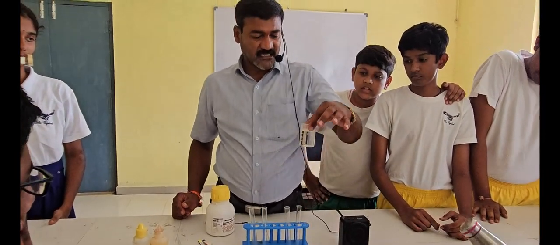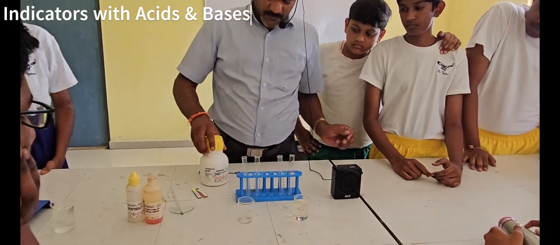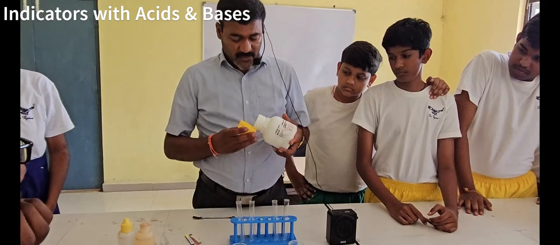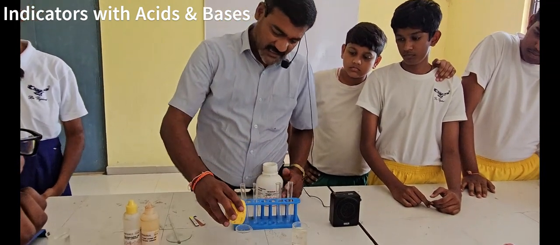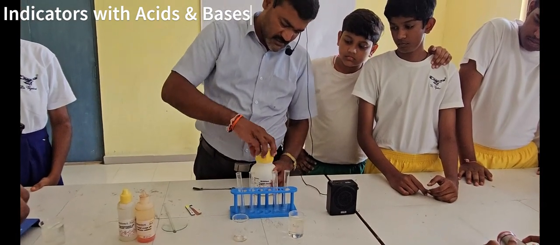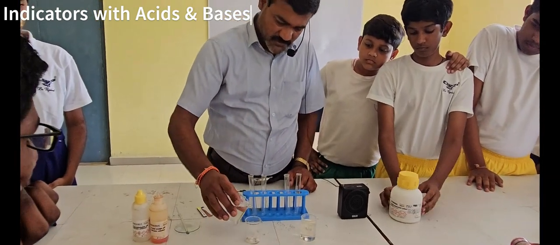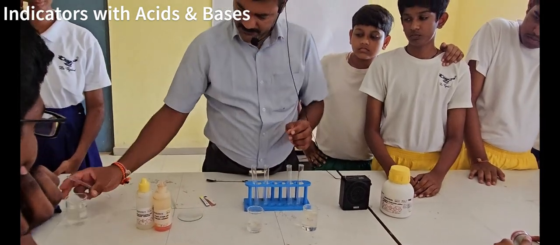Acid. What acid? It is 100% concentrated hydrochloric acid. And now for the base, I'll take potassium hydroxide. Potassium hydroxide is available in the form of pellets. I'll take a few of these pellets into a beaker and then mix some water to make an aqueous potassium hydroxide solution. Okay.